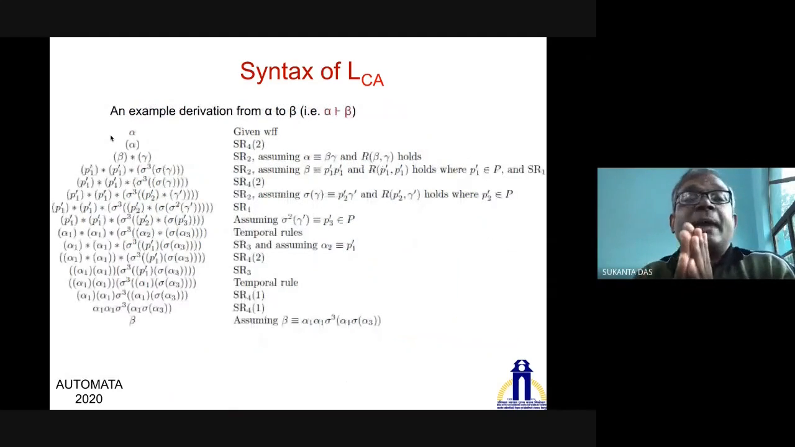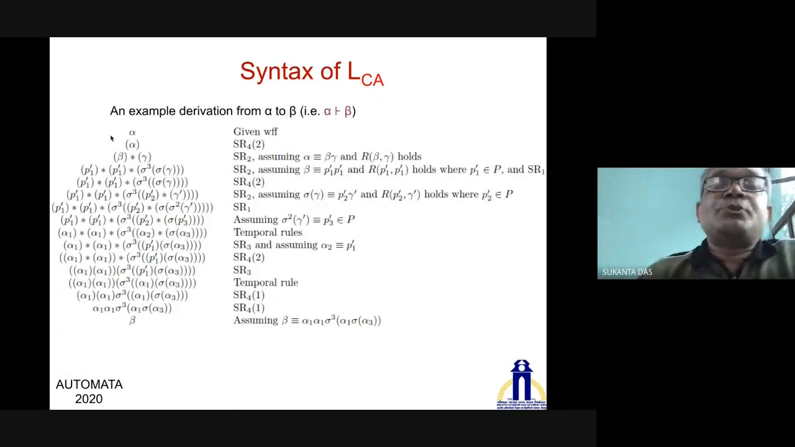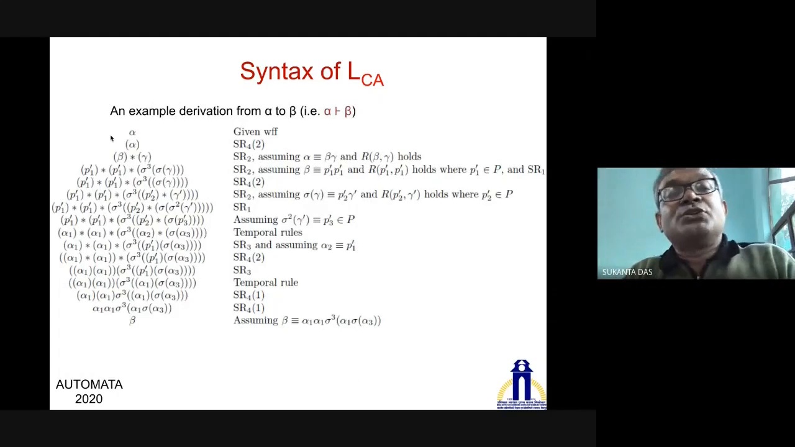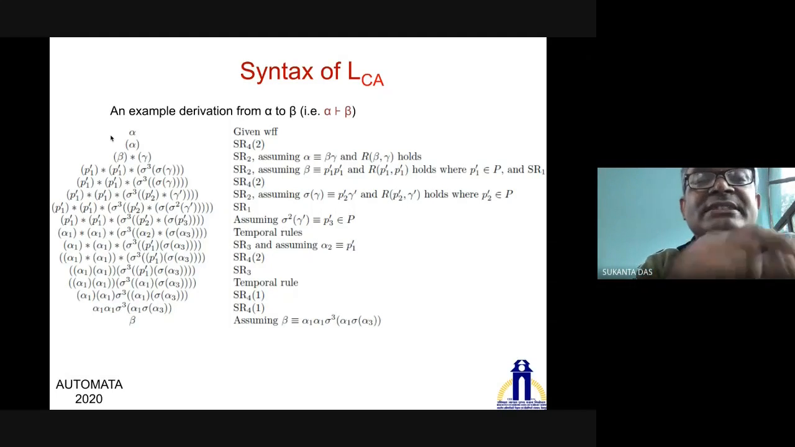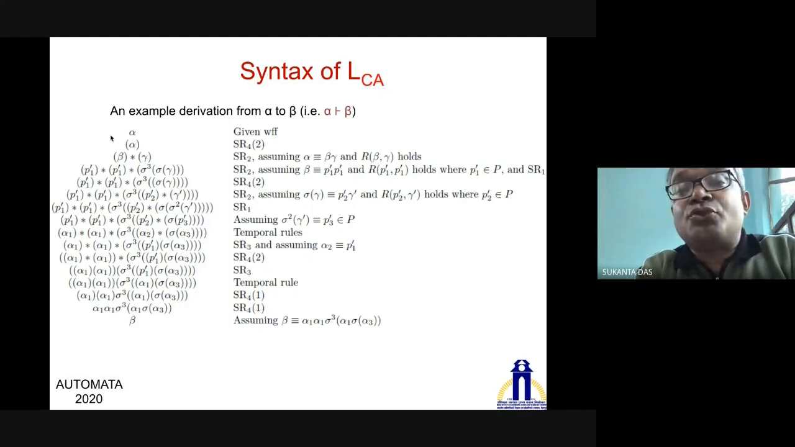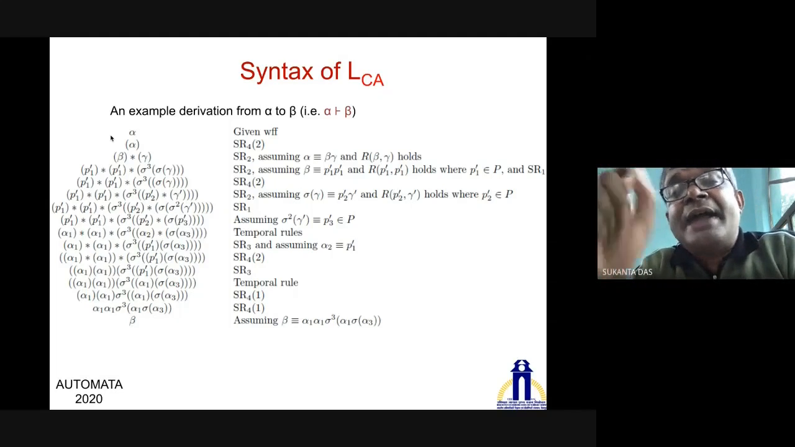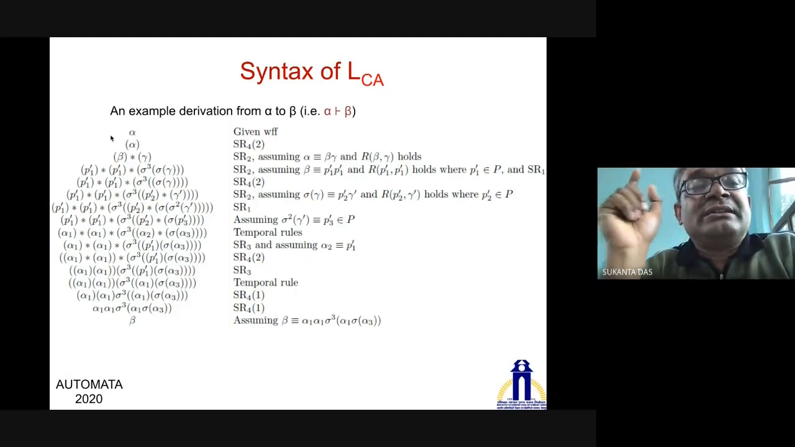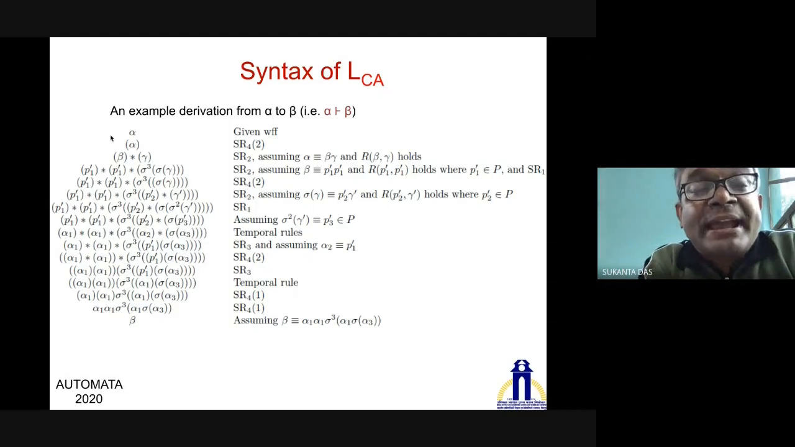So now I give an abstract example of a derivation. Suppose I want to derive beta from alpha. So alpha is given. I have to test whether I can reach beta. See here, alpha is a given WFF. Then I used SR4.2, where I can introduce bracket. So from alpha, I have written bracket alpha. Now I assume that bracket alpha is equivalent to, say, beta gamma, and R of beta gamma holds. Then I am writing bracket beta star bracket gamma using SR2.